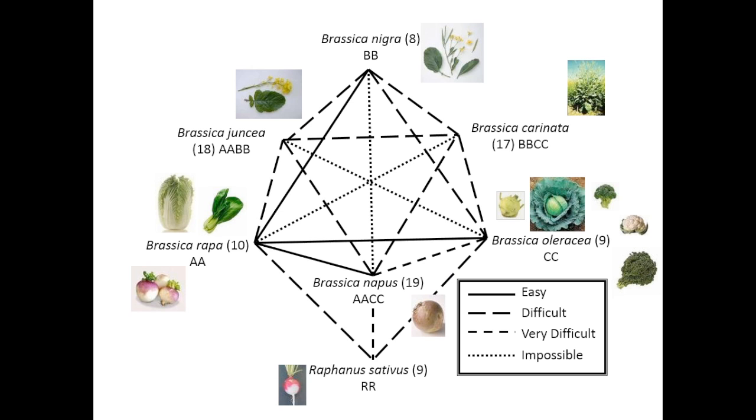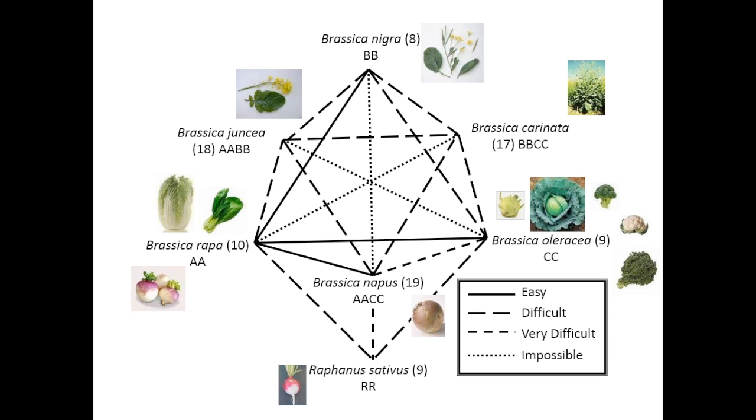So some of the cytoplasmic male sterility has come out of things like rapa and been put into these various other groups. Radish is included here because it's also been a source of cytoplasmic male sterility, and the main source right now. The lines here represent how easy or difficult it is to make natural crosses between these groups. Like rapa and oleracea cross fairly easily. Rapa and napus do, but it's more difficult to cross napus with oleracea.